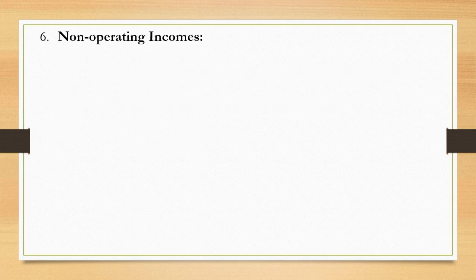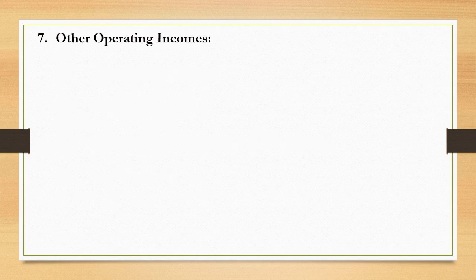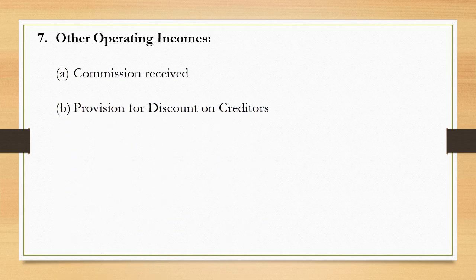Non-operating incomes are the incomes which are not earned by the company in its routine operations. These include interest on investments, dividend received, gain on sale of investments or fixed assets, and rent received. Next is other operating incomes, the routine incomes but apart from revenue from operations. It can be commission received, or provision for discount on credit.